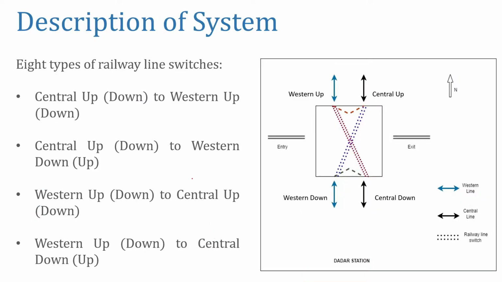This is the simplified description of the system we simulate. We show 8 types of railway line switches: central up to western up, central up to western down, western up to central up, western up to central down, and the others are shown in the bracket. The diagram on the right shows the switches that we try to simulate. For example, the central up to western down switch is represented by the purple dotted lines.